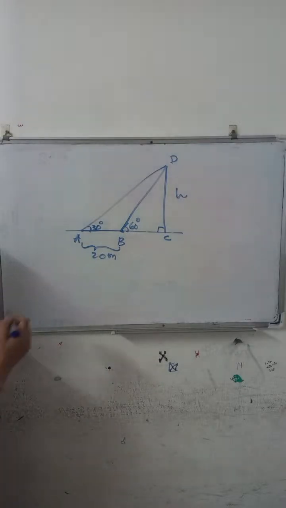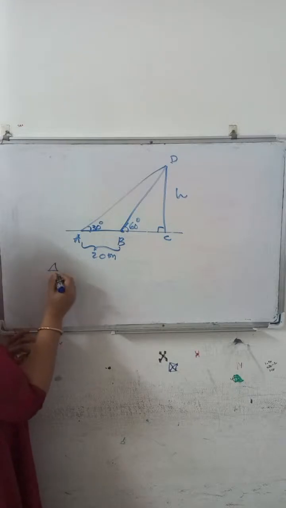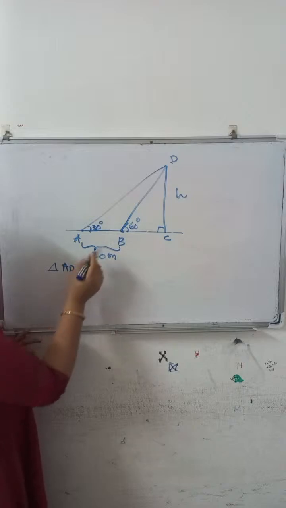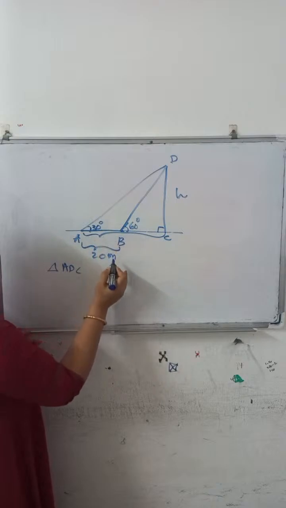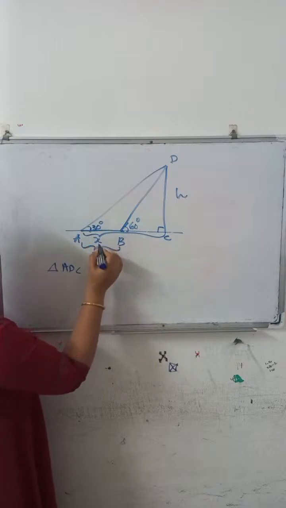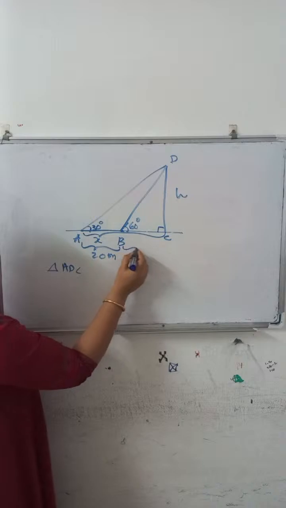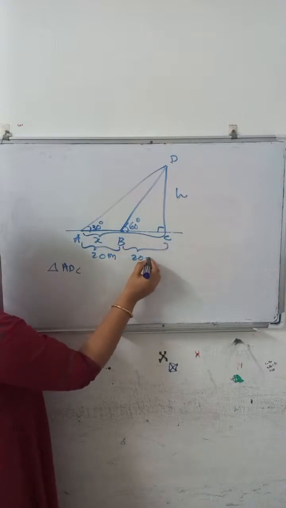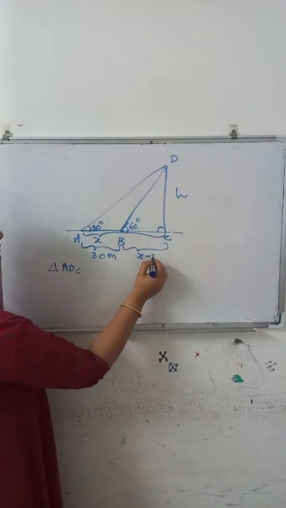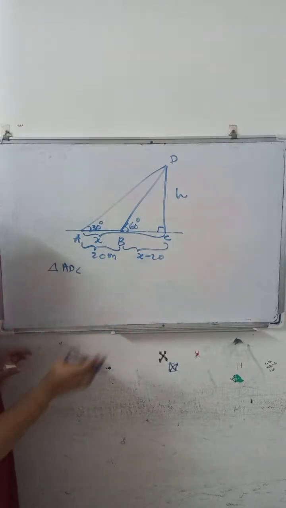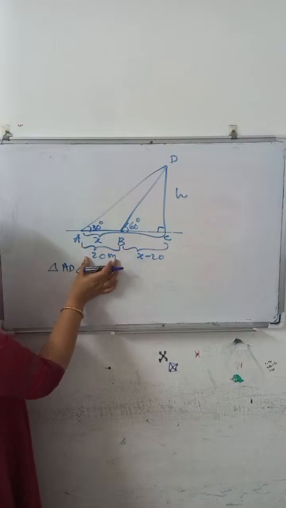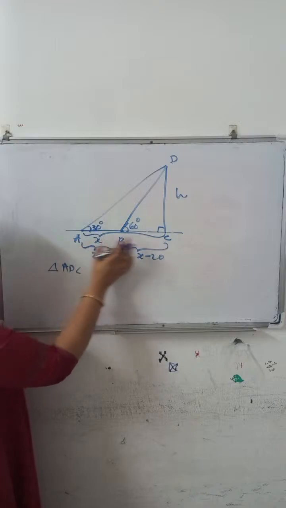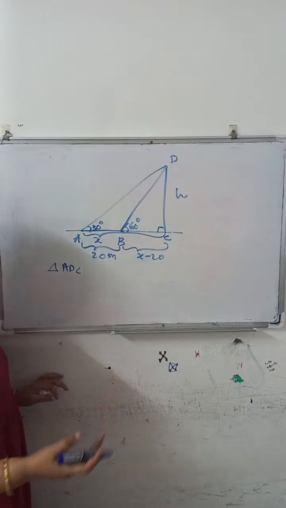First, can we consider a triangle ADC? This AB is 20. Suppose total AC is x and AB is 20, then BC is nothing but x minus 20, no? Can you get it? If total AC is x and out of that AB is 20, subtract 20 from x, then you will get the remaining distance, that is x minus 20.